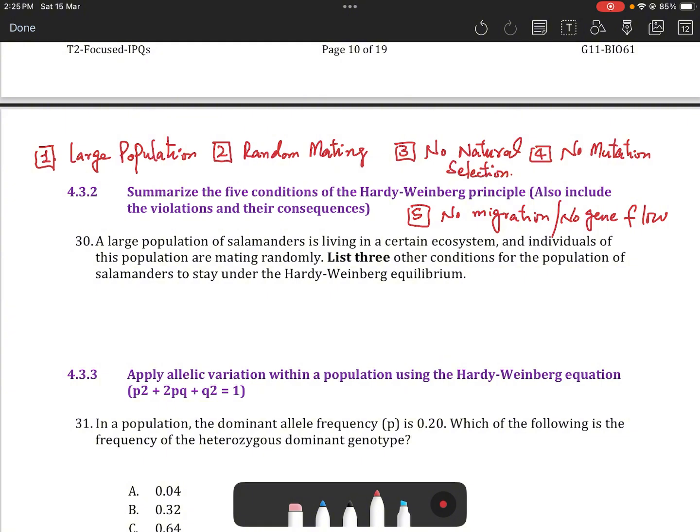Now here we need to look at a question. A large population of salamanders living in a certain ecosystem, and individuals of the population are mating randomly. So 2 conditions are mentioned already over here. This is number 1, this is number 2. List 3 others. So we need to list 3 more. You can easily pick 3 more from above. So you will go for no natural selection, no mutation, no migration.